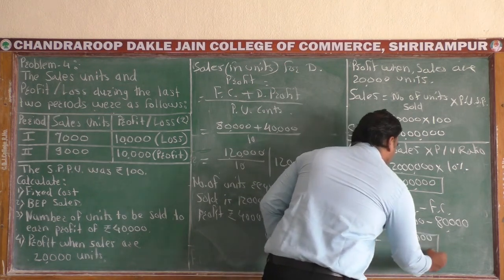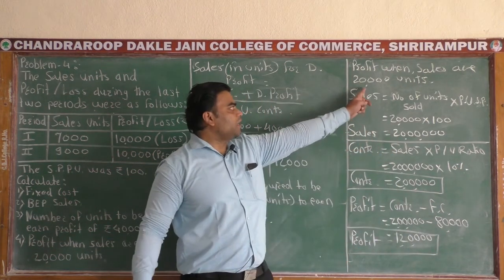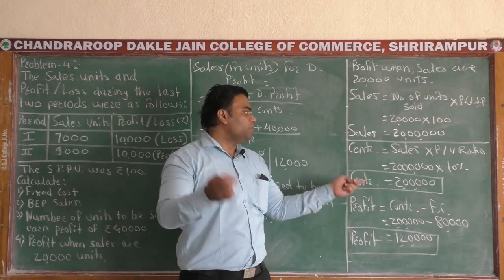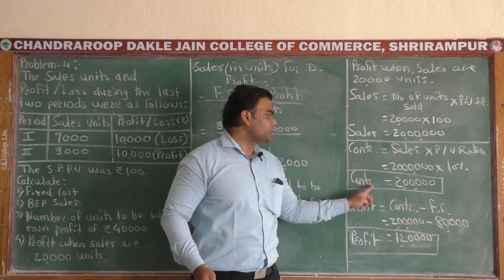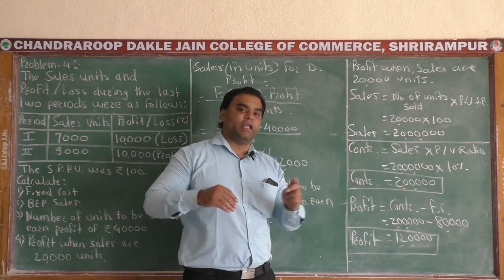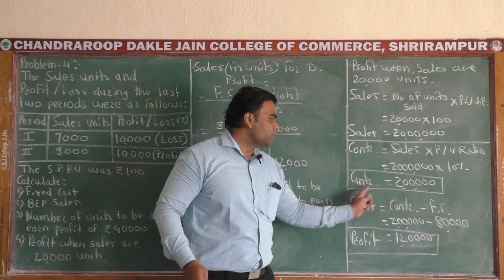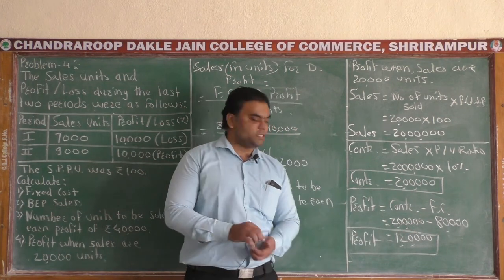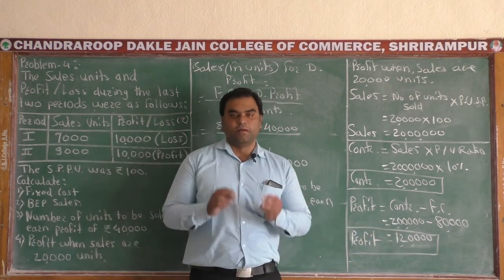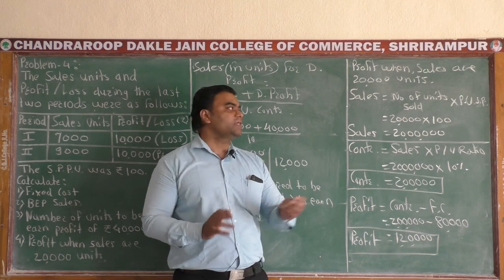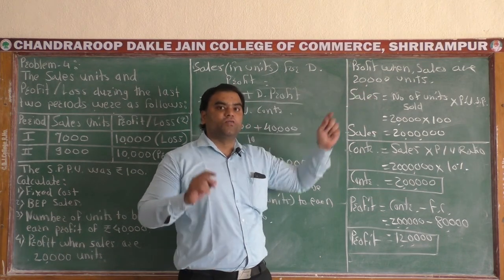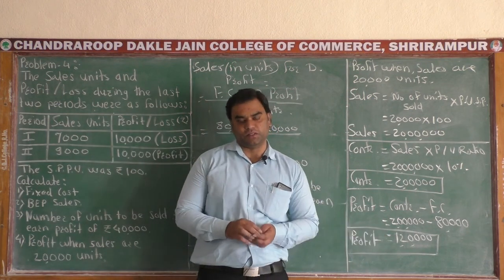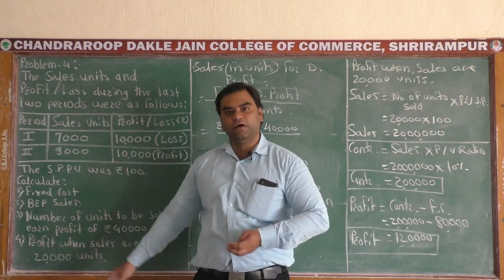Means whenever the company sells 20,000 units, then sales will be 20 lakh, then contribution will be 10% of it, that is 2 lakh, and if we deduct the amount of fixed cost from the amount of contribution, then we will get the amount of profit, which is rupees 1,20,000. Means whenever the company sells 20,000 units, what will be the amount of profit? The amount of profit will be 1,20,000. In that way we have calculated all the items.